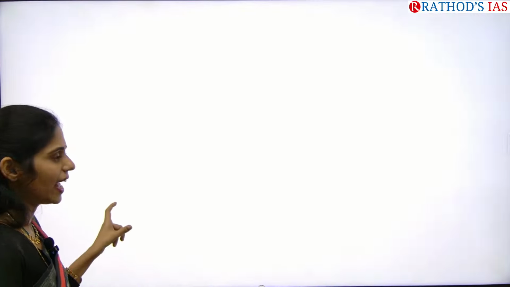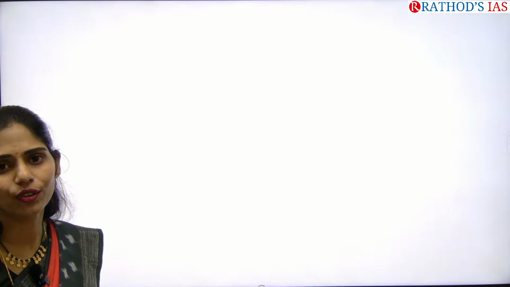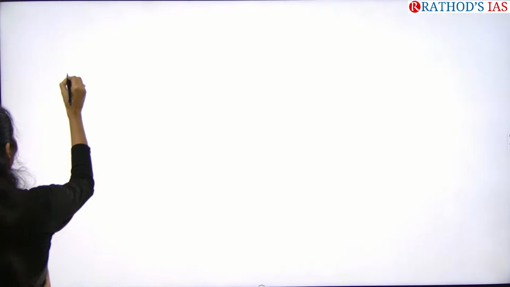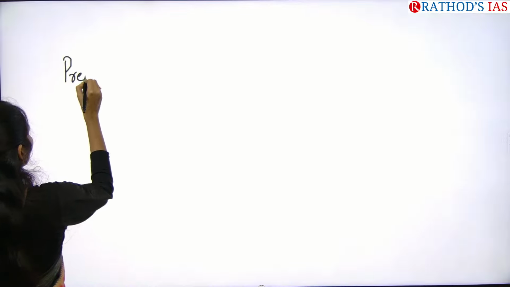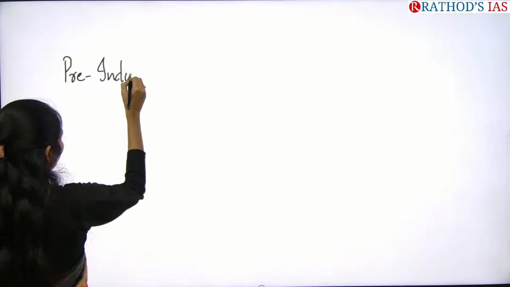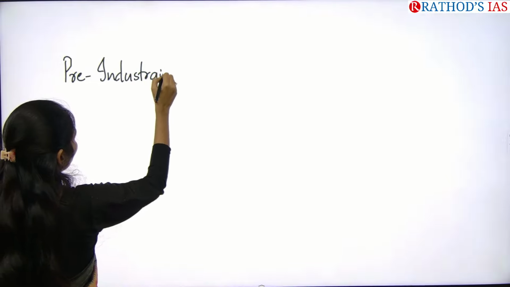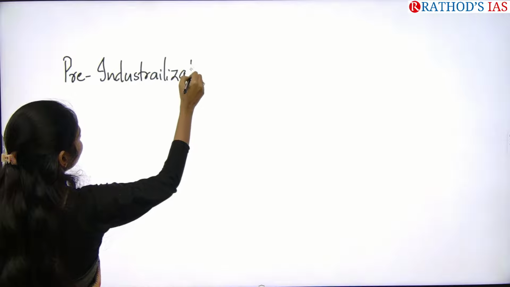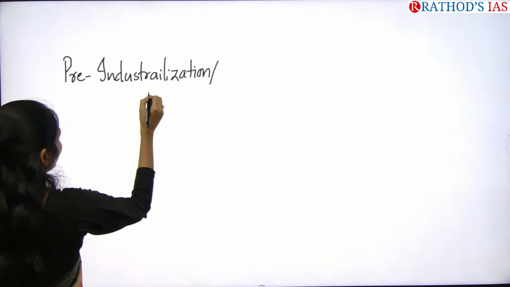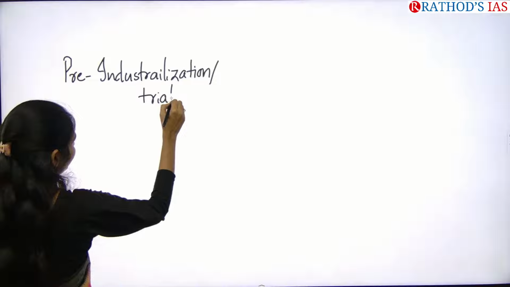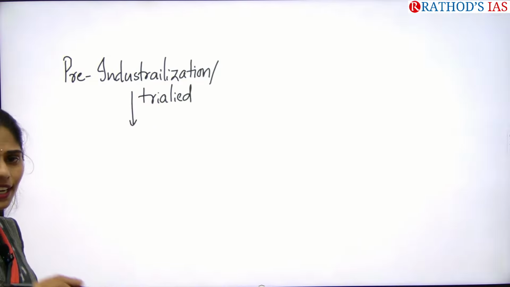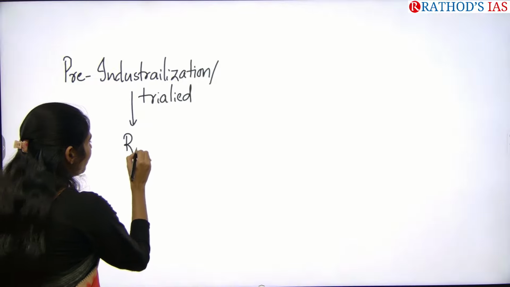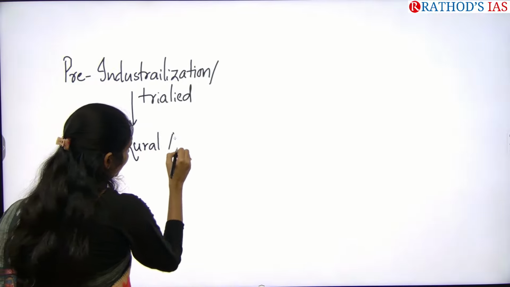In this class, I will be giving you more and more flowcharts. Please try to make notes if you are interested. First, let us talk about the pre-industrialized era. Pre-industrialized, the name itself says, means before industrialization. Where did people used to live, in urban areas or rural areas? Yes, people used to live in rural areas.